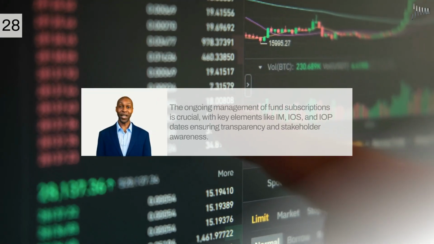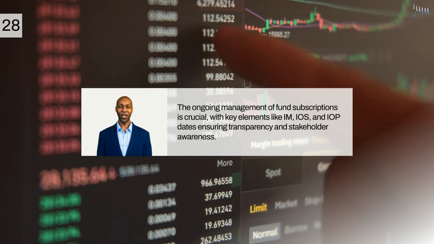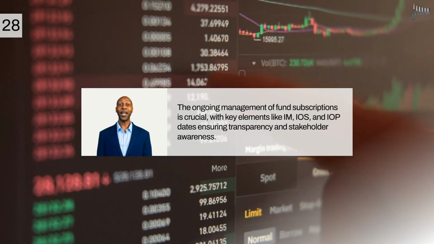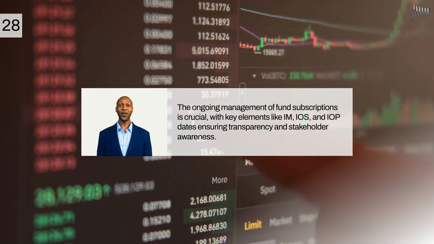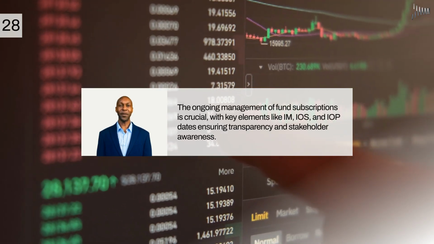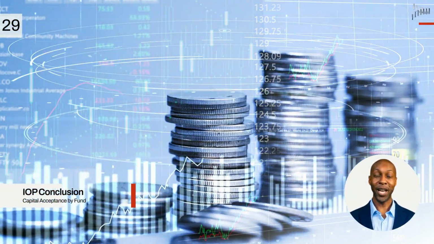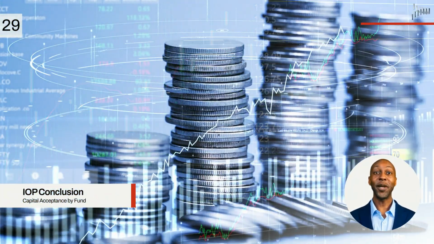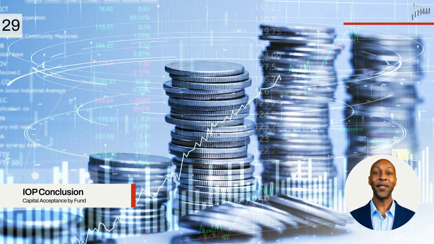Point 28 is the ongoing management of subscription of investment into the fund. The fund structure includes key elements like IM, IOS, and IOP dates. These components are essential for maintaining transparency and ensuring all stakeholders are informed of the fund's progress. Point 29 is when the IOP concludes and the subscription notes are issued to the investors and the capital is officially accepted by the fund.